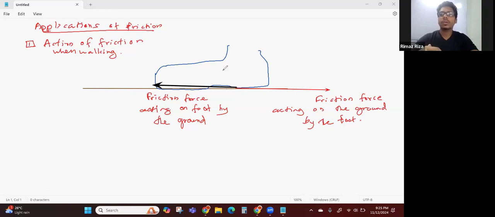Okay, so when walking, we keep the foot on the ground and push the ground backwards, right? We push the ground backwards, so we are applying a force on the ground. So that is the friction force. Then the equal and opposite reaction force will be acting on the leg by the ground. So that becomes an external, unbalanced force acting on us in the horizontal direction, which makes us move forward. Okay.